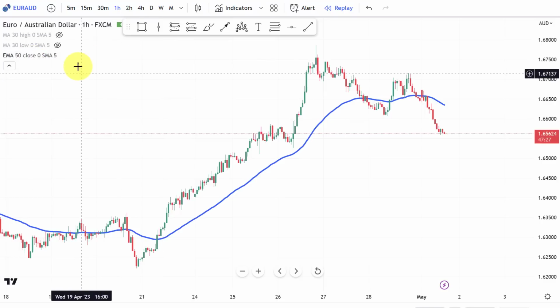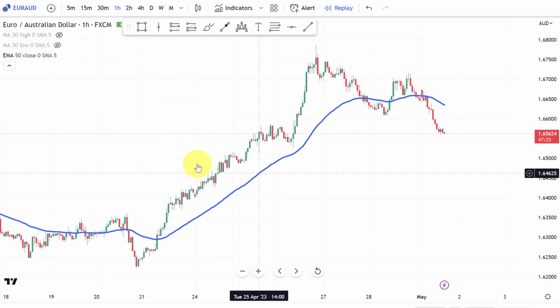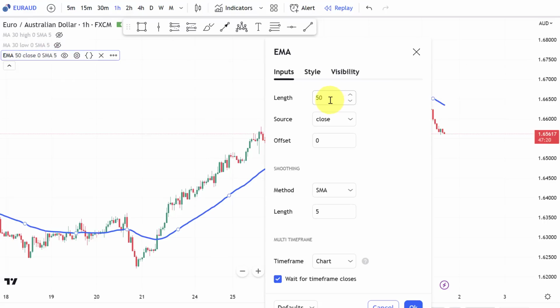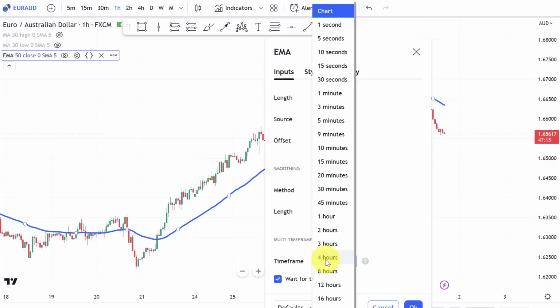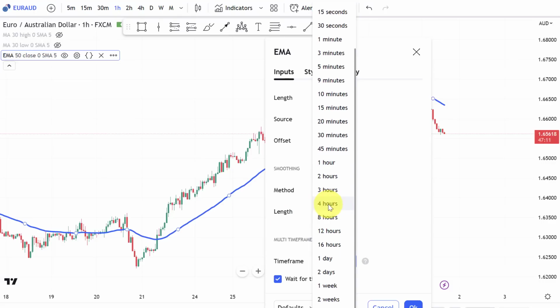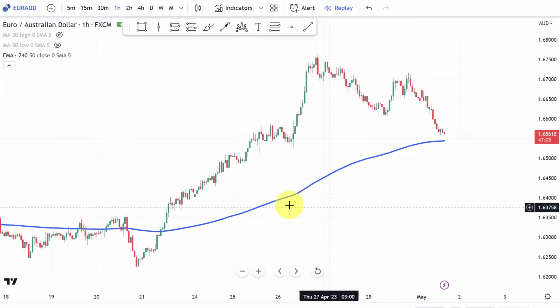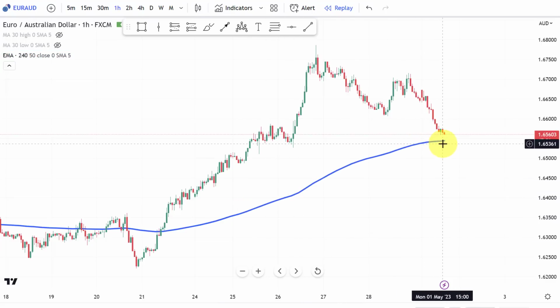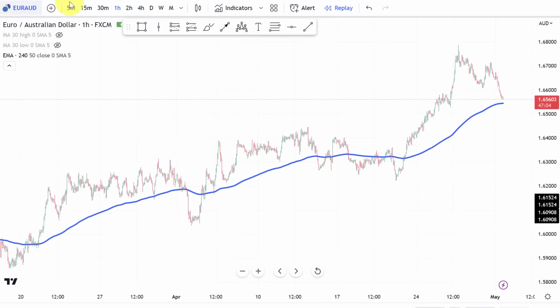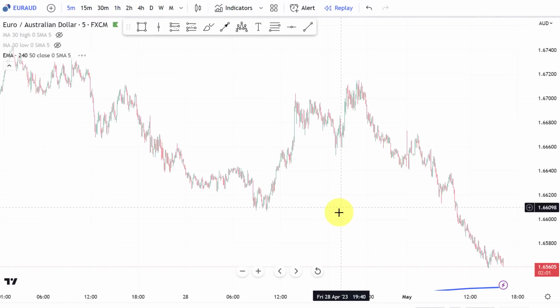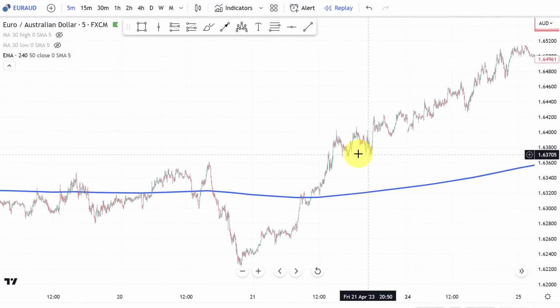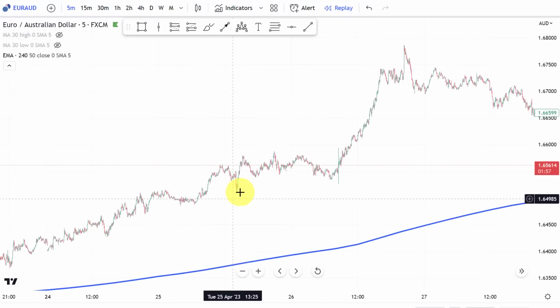A really great thing about TradingView is that you can very easily change the time frame. For example, we are on the 1 hour, and if we want to have a higher time frame, we can choose here under settings, multi-time frame, and let's assume we want to have the 4-hour time frame. So we go to time frame and change it to 4 hour, and now you can see this is the 4-hour 50 period EMA on your time frame. And even if you go to the 5-minute time frame, it still stays as the 4-hour 50. So this way you can pull in a higher time frame right on your lower time frame.